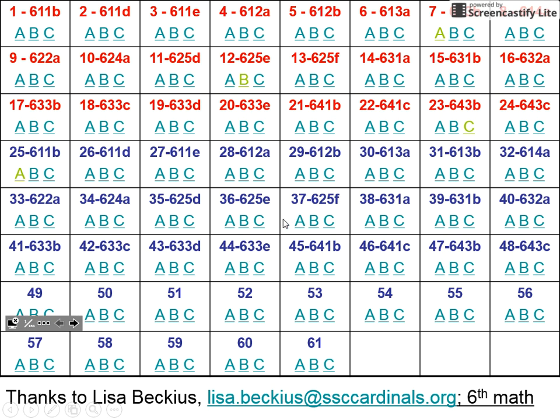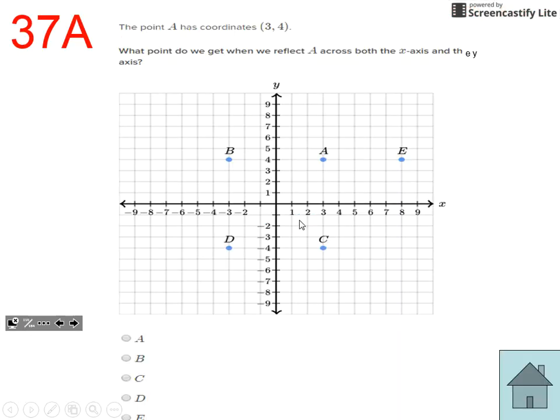Okay, next we have 37A. 37A says the point A has the coordinates 3, 4. What point do we get when we reflect A across both the x-axis and the y-axis? Go ahead and write the letter of the reflected point. Pause the video now.